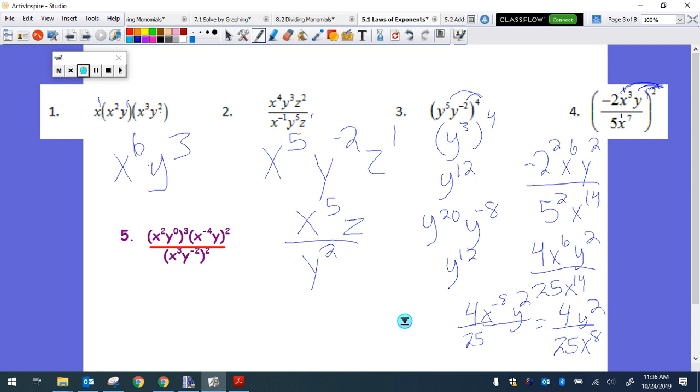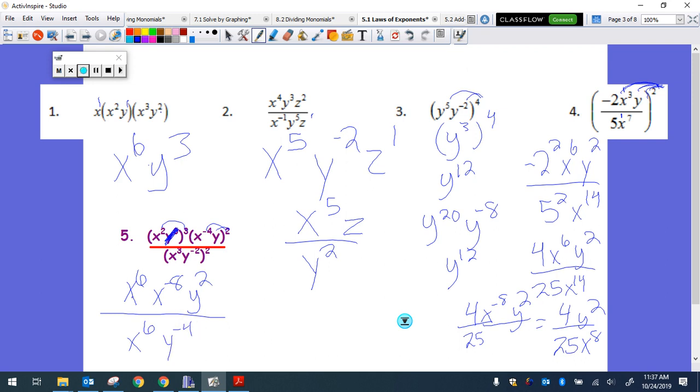All right, let's do example 5. Anything to the 0 power cancels out, so I'm just going to leave that, mark that out. So multiply here, and I'm going to get x to the 6th. Multiply here and here, so I'm going to get x to the negative 8 and y to the 2nd. On bottom, I'm going to get x to the 6th and y to the negative 4.